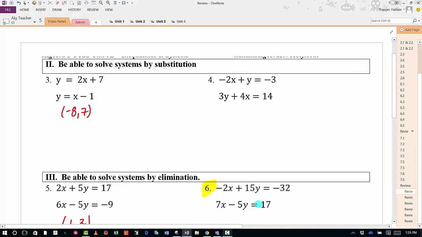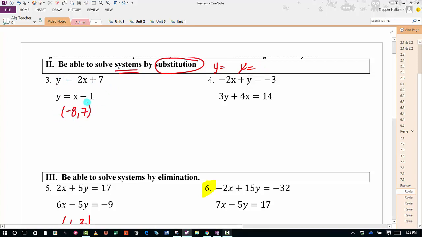Okay, we jumped to the second page on our review, and in this section, we're going to go ahead and talk about how to solve by substitution. Recall that for substitution, we need to have some variable isolated, solved for, to start the substitution process, because we've got a system here, which means more than one equation. You can see, for example, number 3 here.